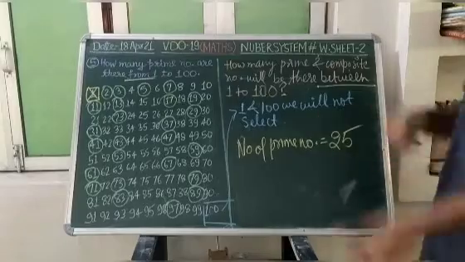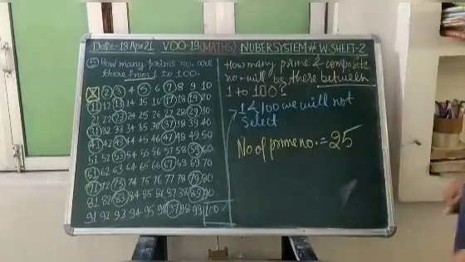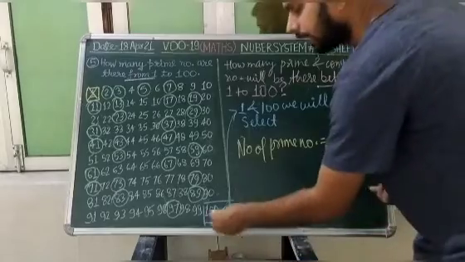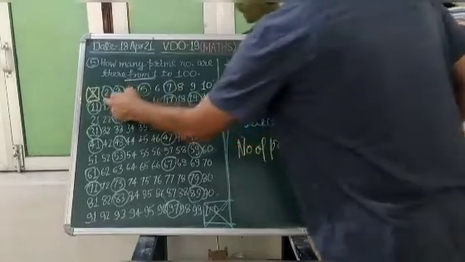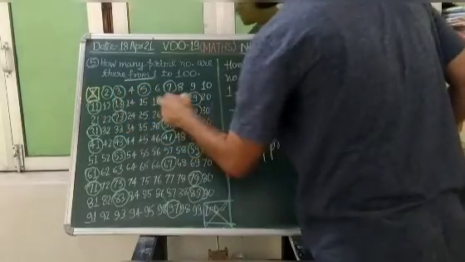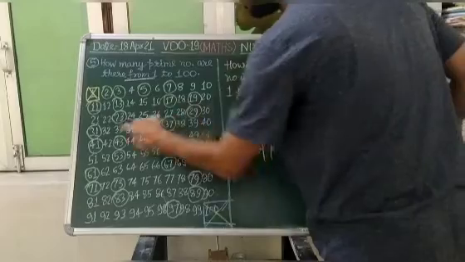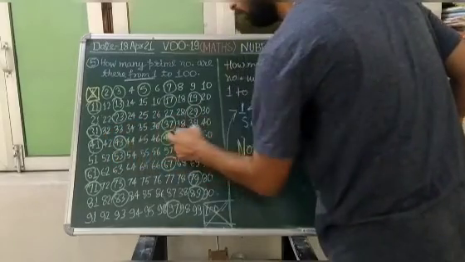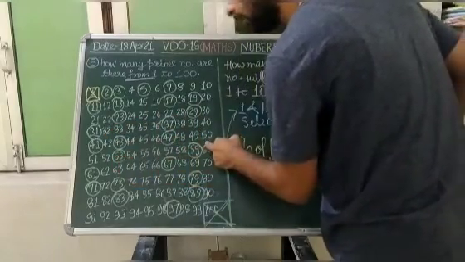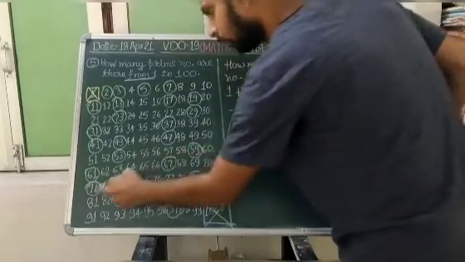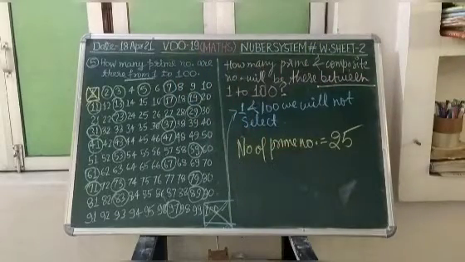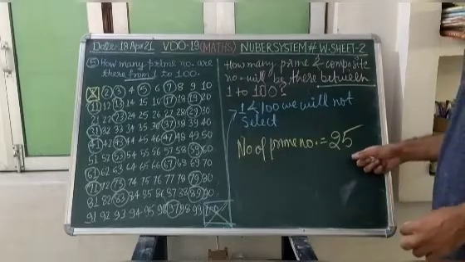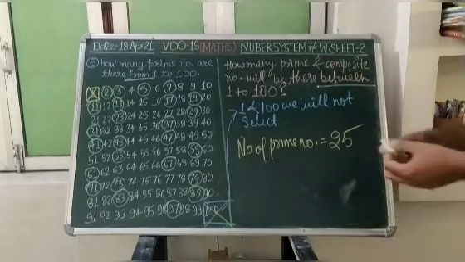That effect will only come when the end number is a prime number. So once again, ignoring this 100, how many prime numbers are coming? 1, 2, 3, 4, 5, 6, 7, 8, 9, 10, 11, 12, 13, 14, 15, 16, 17, 18, 19, 20, 21, 22, 23, 24, 25 is coming. So there will be 25 prime numbers between 1 to 100 as well.